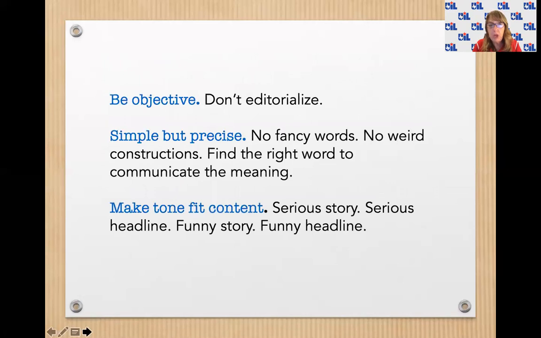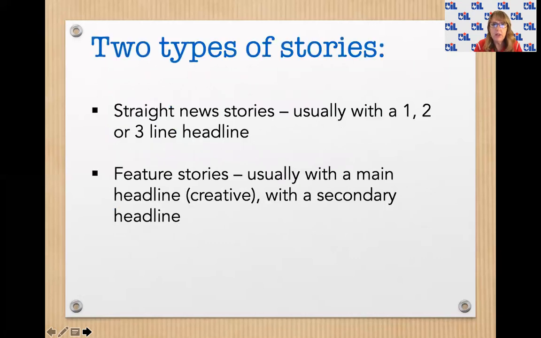We want to be as objective as possible. So we don't want it editorialized. If it's an opinion, you have to attribute it in your headline, which is tough because you don't always have a lot of space. We want it to be simple but precise. We want the tone to fit the content. So if it's a silly story about a teacher who's a rodeo clown on the weekends, have fun with the headline. But if it's a serious story about a teacher who was in a car accident, then it needs a serious headline. So just make sure that tone fits the story.